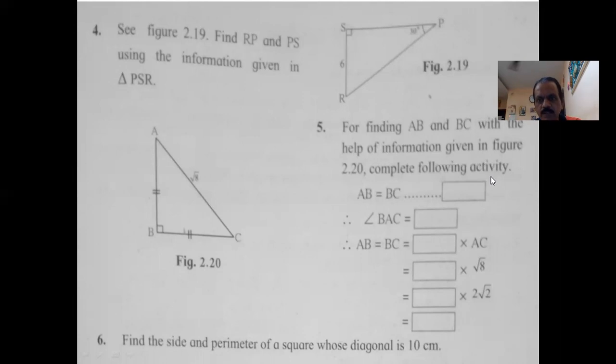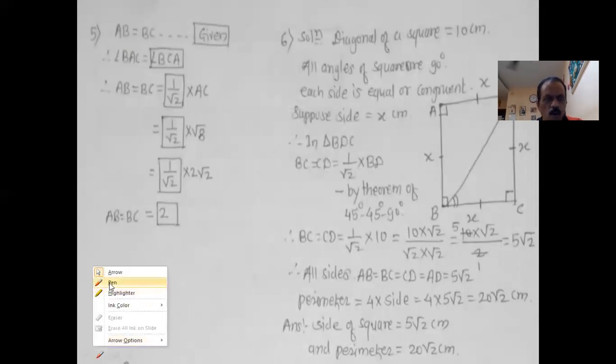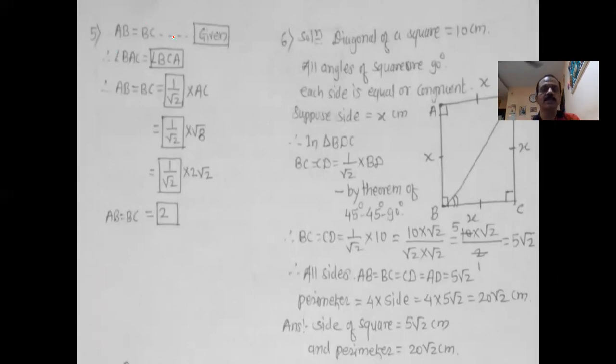Complete the following activity. This activity we can fill in very easily, so we solve the fifth example like this. Look here, we are given the answers. AB is equal to BC. This is given. Two segments of the triangle ABC in which angle B is equal to 90 degrees is given, and the two segments AB congruent to segment BC is also given in the figure. And now we see here AB is equal to BC.